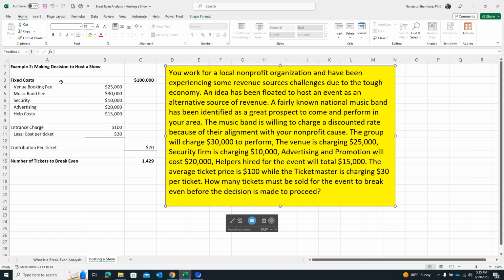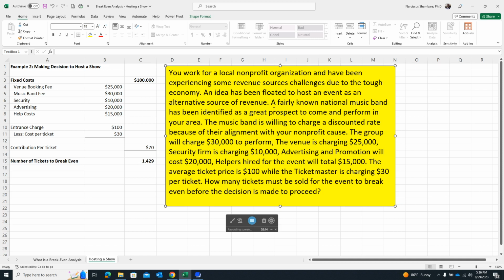scenario where we would want to host a show. A music band will come and perform, but we are trying to determine whether it's going to be feasible at all. Should we be able to go ahead with this? This is a scenario where a local nonprofit organization has been experiencing some revenue challenges, and of course they would want to figure out if they can host an event so they can find ways of raising some additional revenue for their operation.